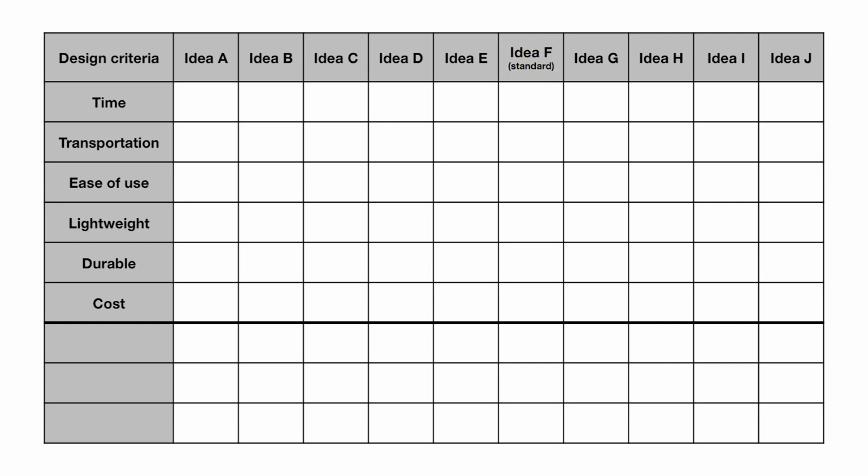The fourth step is to fill in the screening Pugh matrix. We're going to start with solution F, which is the Winsford Feeder, or our standard. We're going to give the solution zeros for all the 6 design criteria.